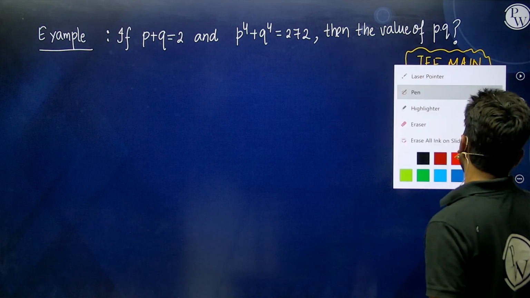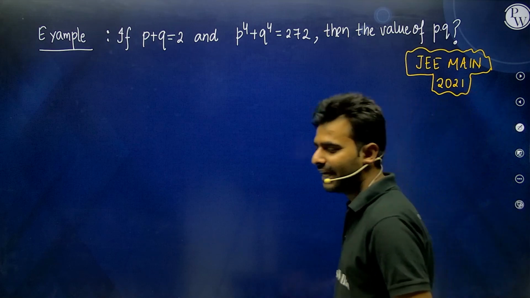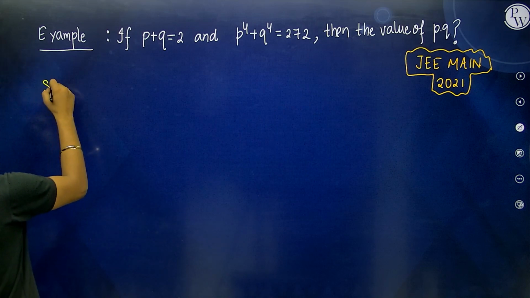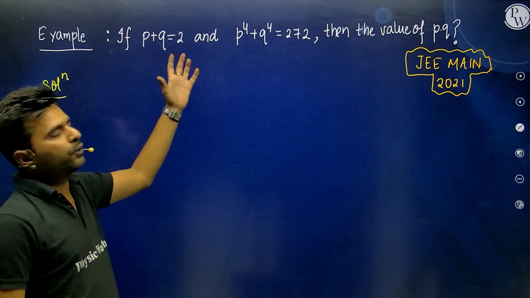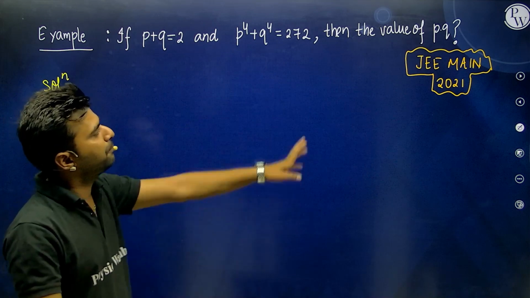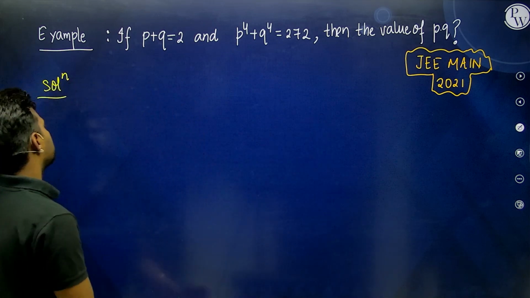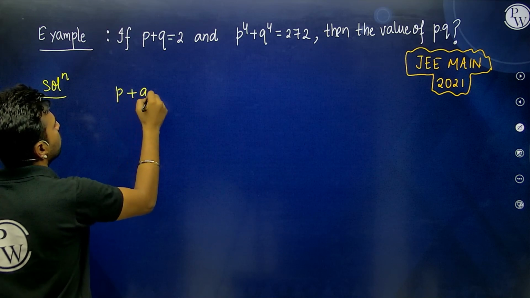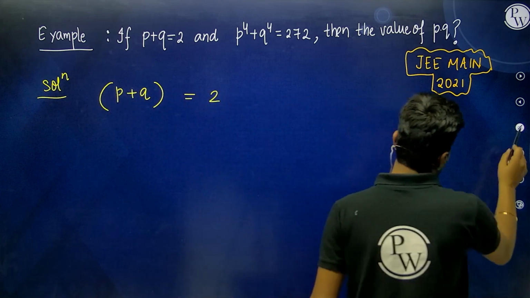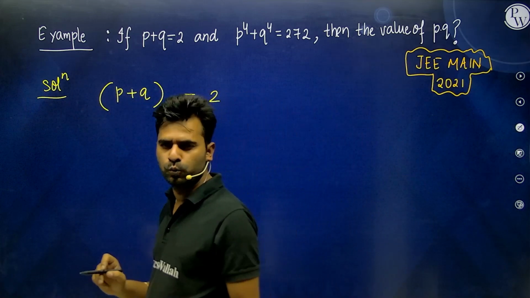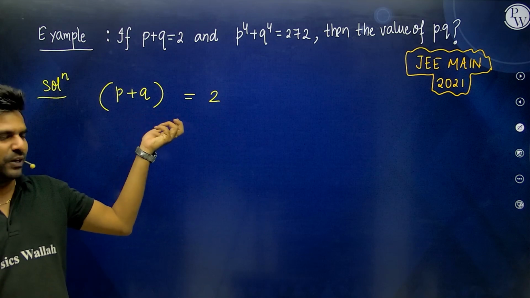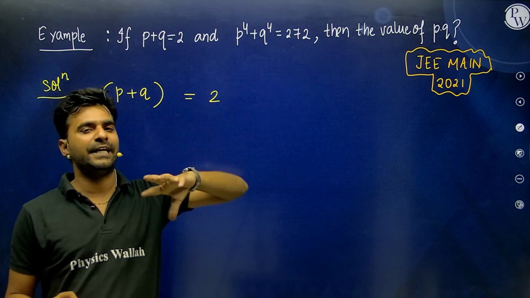How many of you guys feel that you can solve this problem? I want to see each and everyone out there. Just pause the video and try to solve this question on your own. p + q = 2 is given to us, p^4 + q^4 is given to us as 272, and then p times q is what the question needs from us. I said okay. If p + q is equal to 2, and if I square both sides, will I be getting p² and q² terms from this equation? Also, I'll be getting 2 times p into q as well. And p times q is what I need to find out.